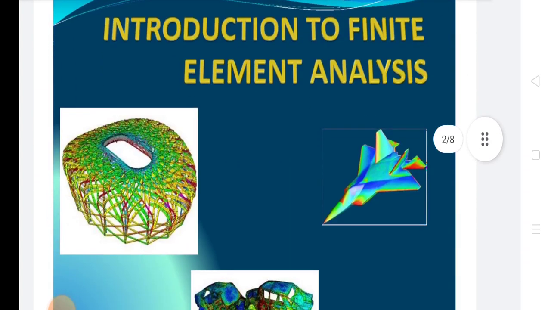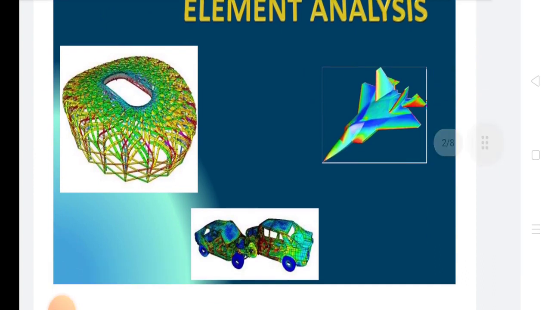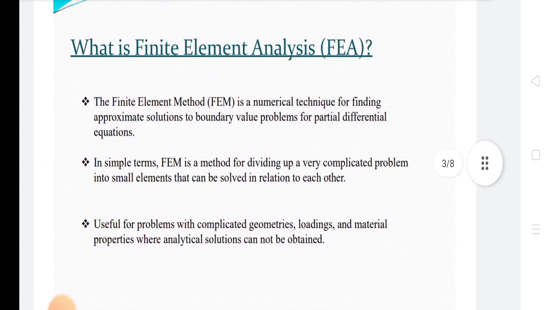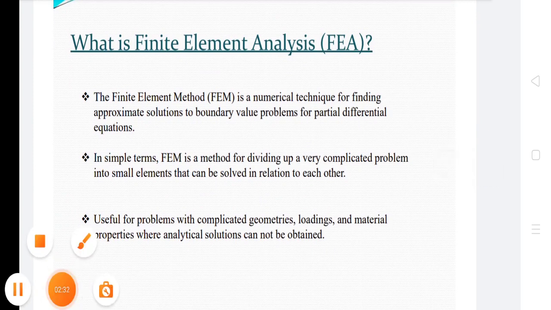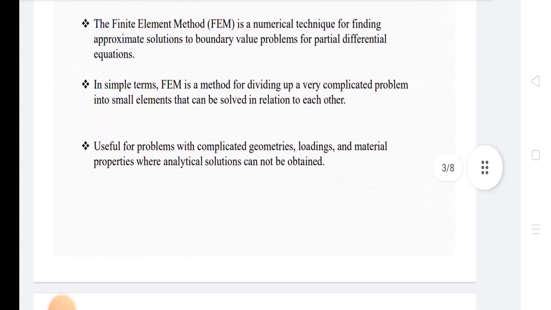In introduction to finite element analysis, this is the diagram. Okay. Now we discuss what finite element analysis is. The finite element method is a numerical technique for finding approximate solutions to boundary value problems for partial differential equations. In simple terms, FEM is a method for dividing up a very complicated problem into small elements that can be solved in relation to each other. It is useful for problems with complicated geometries, loadings and material properties where an analytical solution cannot be obtained.